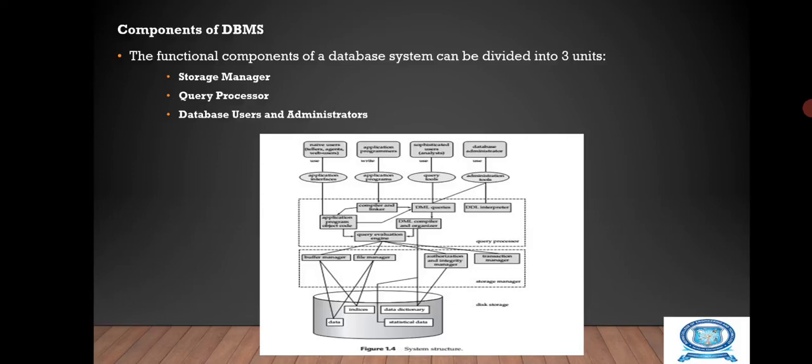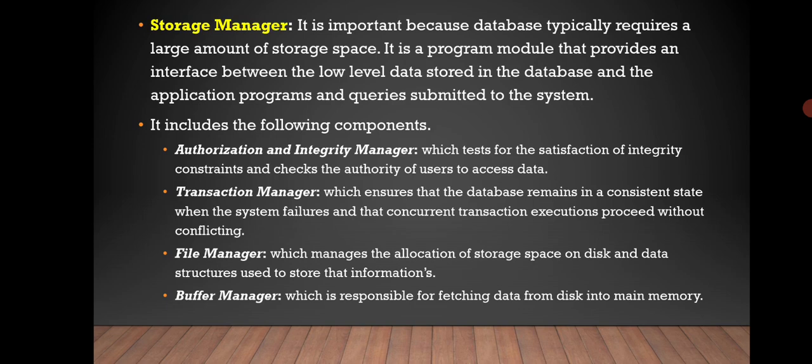Components of DBMS. The functional components of a database system can be divided into three units: the storage manager, the query processor, and the database users and administrators. This is the diagram which shows a three-tier architecture. The storage manager is important because a database typically requires a large amount of storage space. It is a program module that provides an interface between the low-level data stored in a database and the application programs and queries submitted to the system.